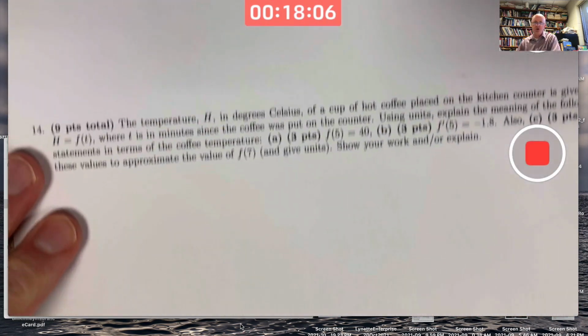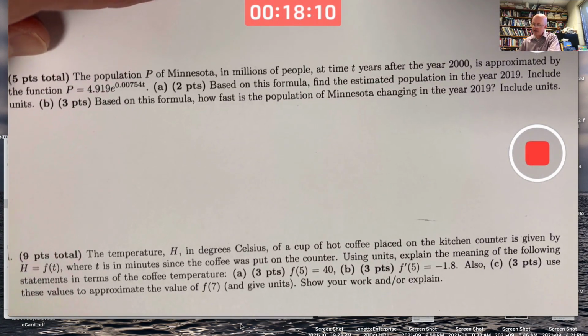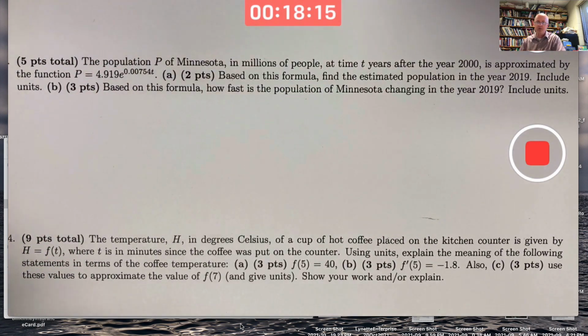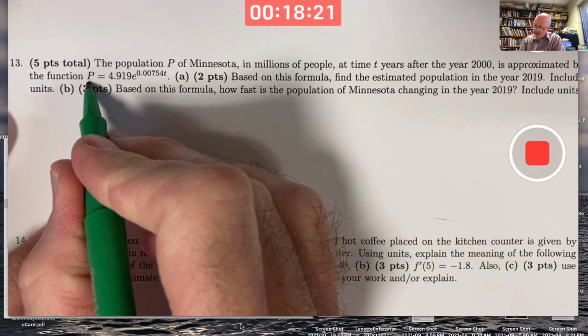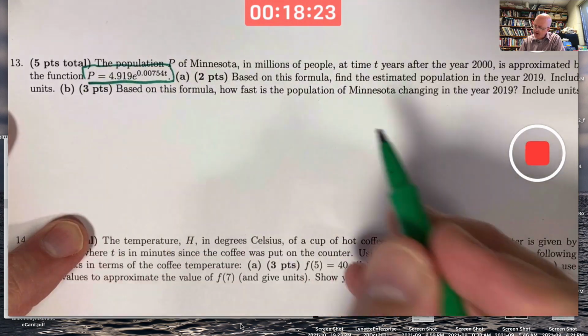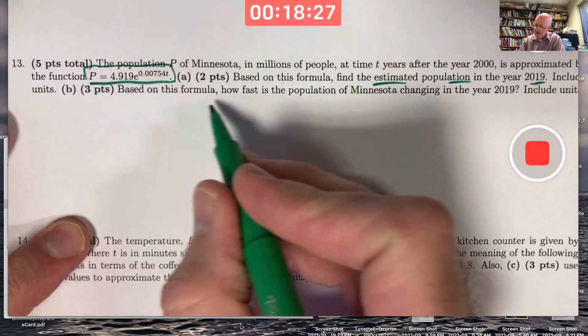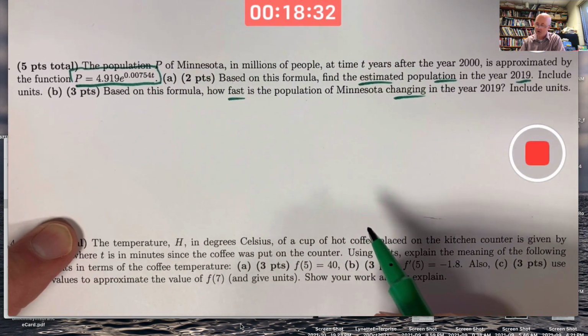This is more about interpreting derivatives, although you do need to find it as well. The population P of Minnesota, where I live, in millions of people at time t, years after the year 2000. I think when I wrote this problem, I did use actual data. It's approximated by this function right there. Based on this formula, find the estimated population in the year 2019 and also how fast it's changing in the year 2019, in other words, a derivative.